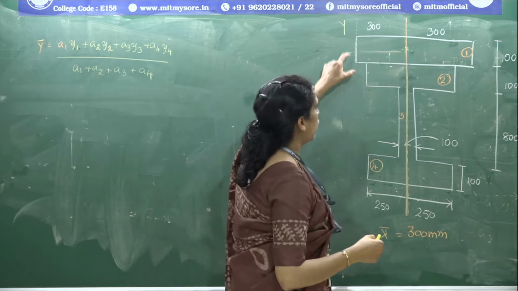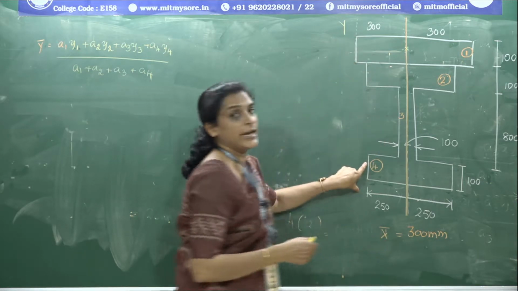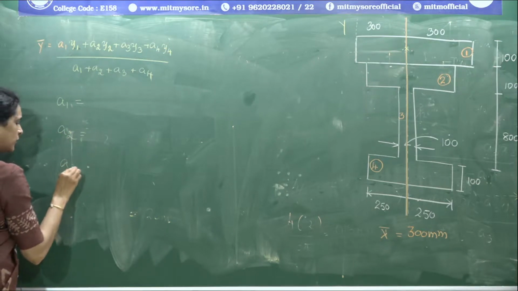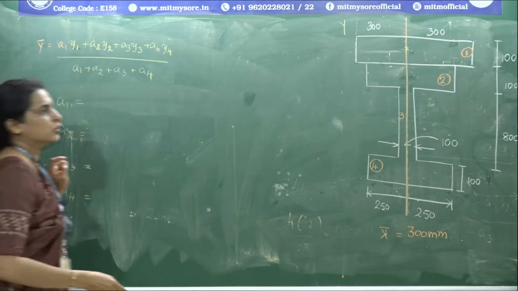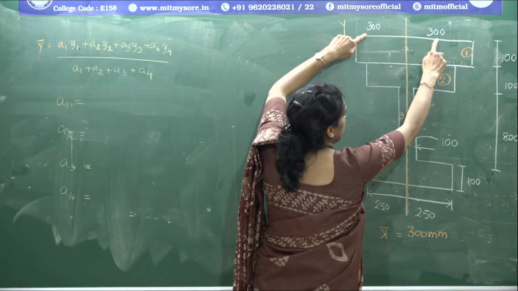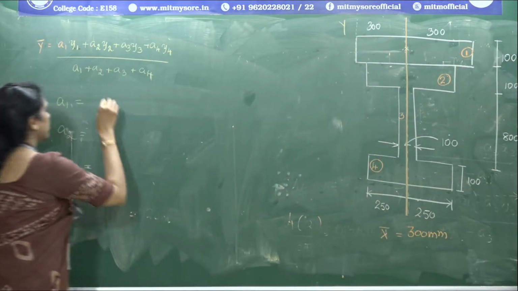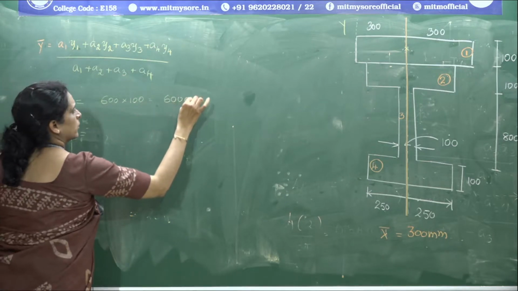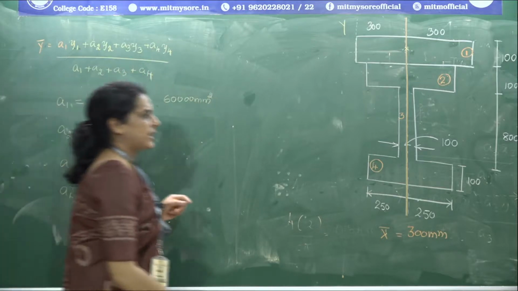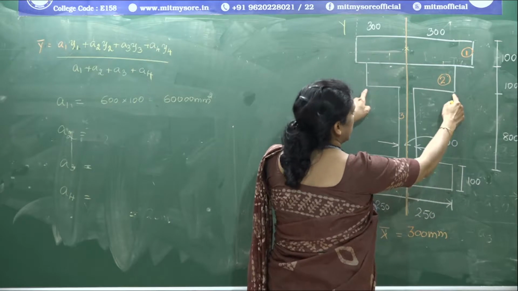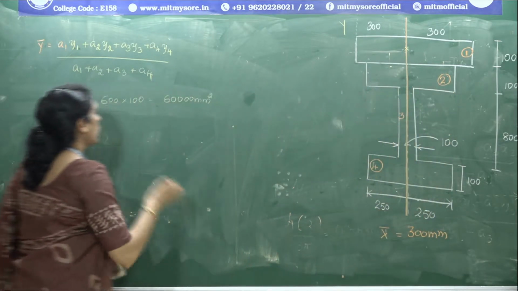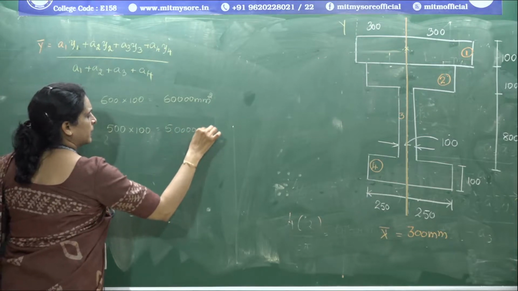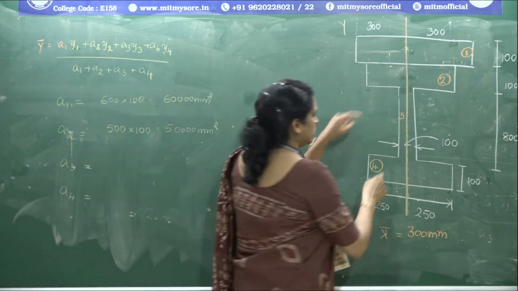So now we shall find out the areas of all the 4 sections individually. First of all, area of the first section, second, area of the third section and the fourth section. So area of the first section is 300 plus 300, 600 into 100. Next, area of the second section. It is 250 plus 250 into 100. So it is 500 into 100 millimeter square.